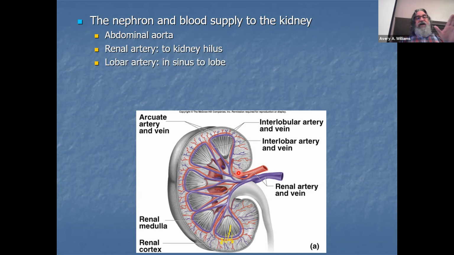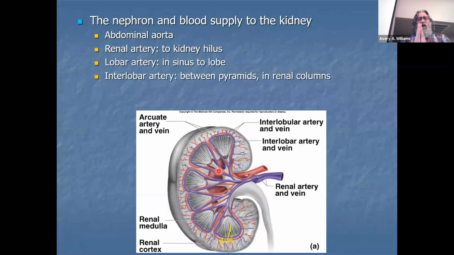Once the blood enters the hilus or sinus, the renal artery splits, divides into lobar arteries. And each lobar artery is going toward a lobe, a renal lobe of the kidney. And remember what a renal lobe was: the pyramid and the columns, the cortical tissue and the medullary tissue. And so you see a little red branch heading towards the tip of a pyramid. It's a lobar artery.